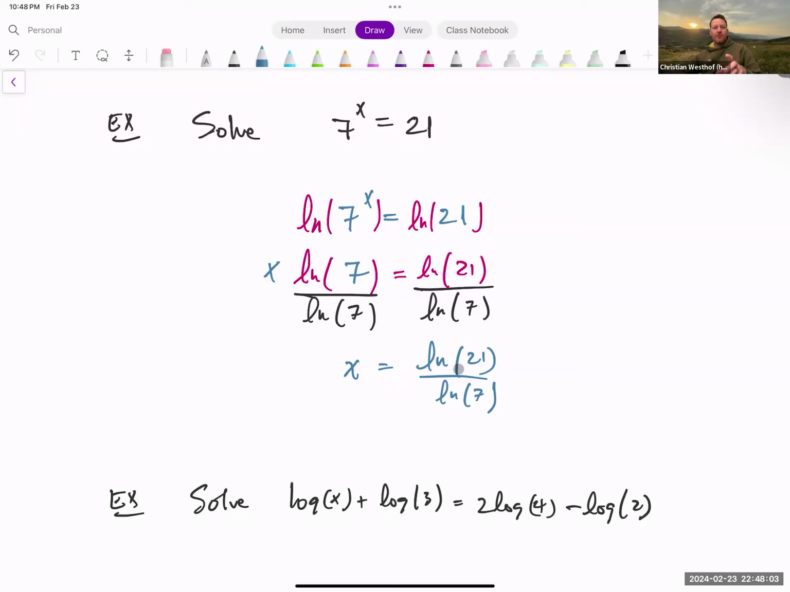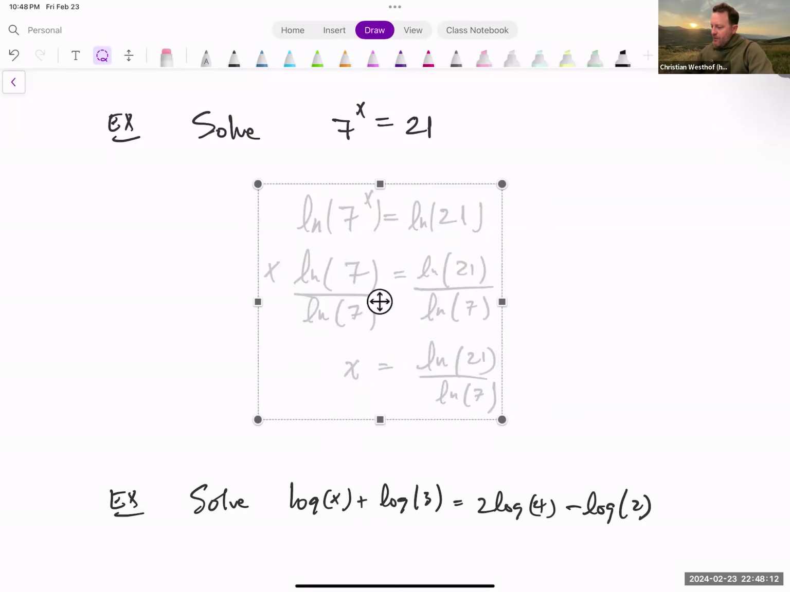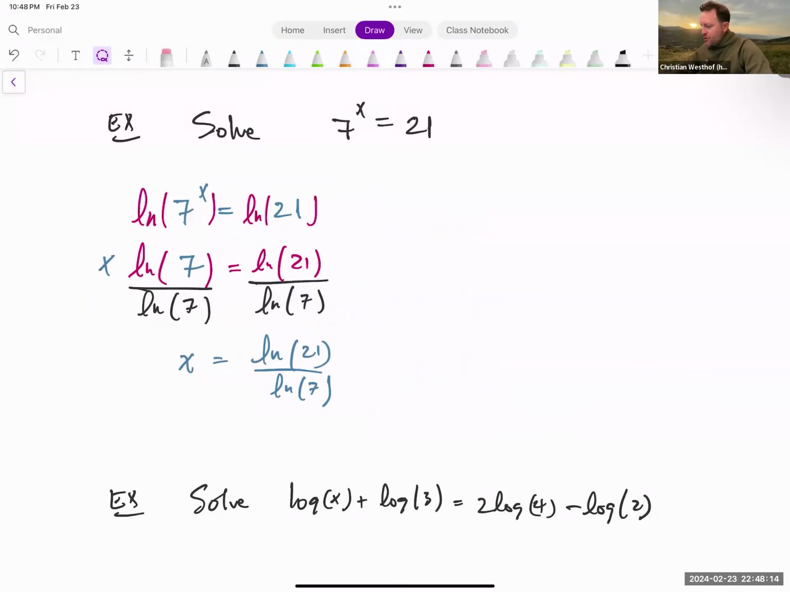You cannot reduce the 7 into the 21. This is not natural log of 21/7. All right, that's one way. Another way would be to change your choice of log you use to apply to the equation. So let's use 7^x equals 21.